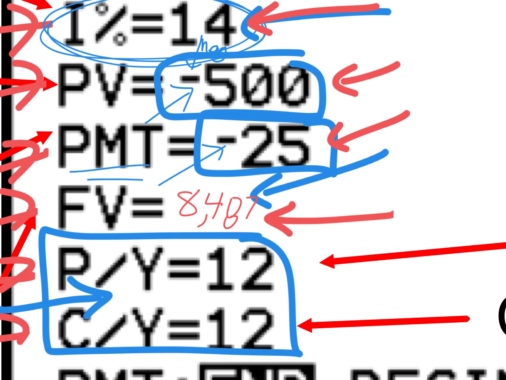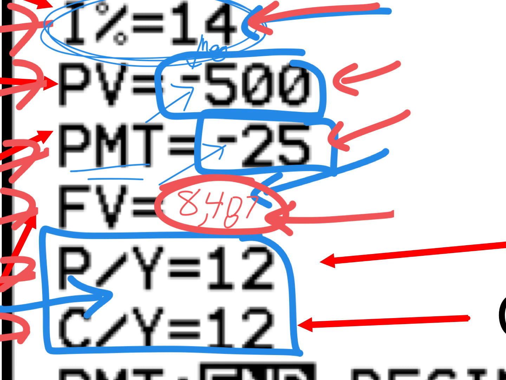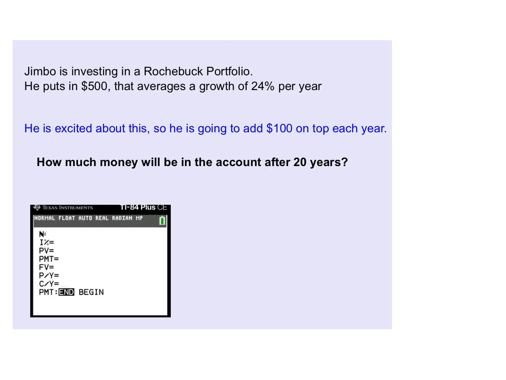If you did not get 8487 here, you don't know how to alpha solve yet. I need to see who didn't catch that. So I'm going to make sure yours says 8487 there. I'm going to pause while I walk around and make sure everybody's got this. Okay, so I think you understood that. Let's see you do another one.